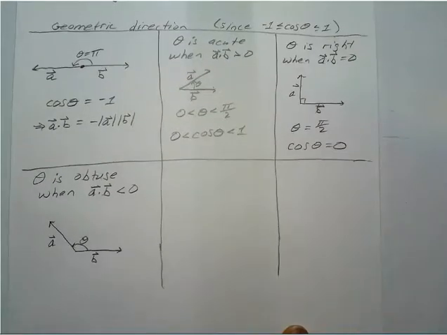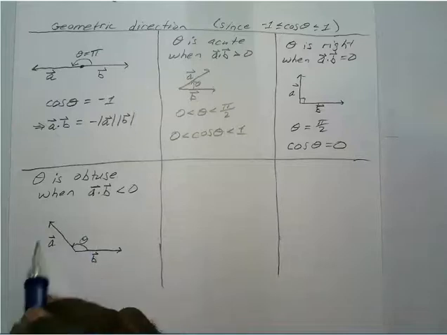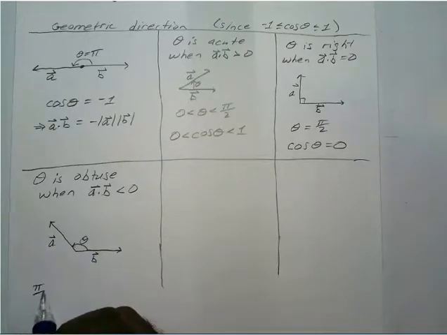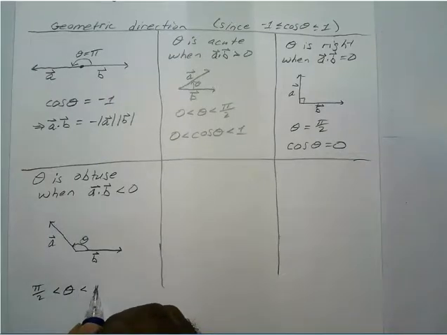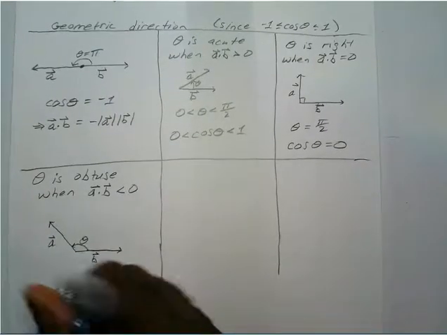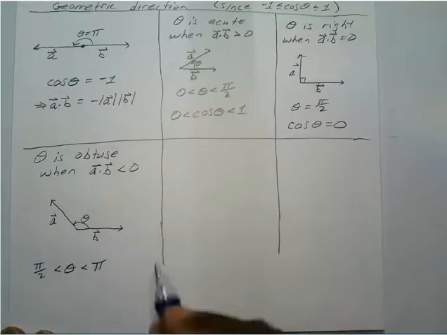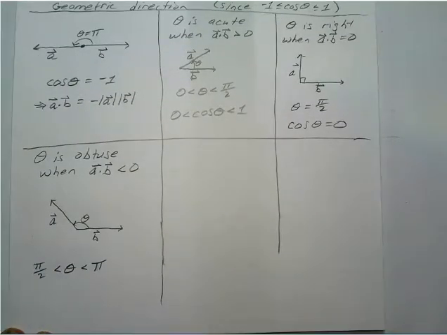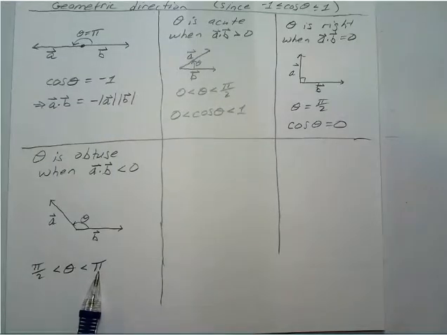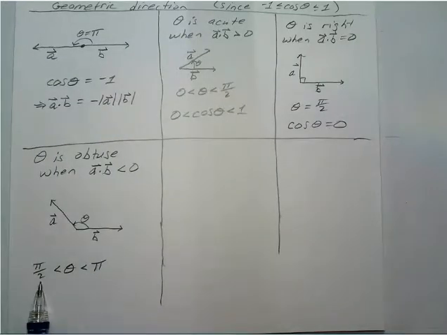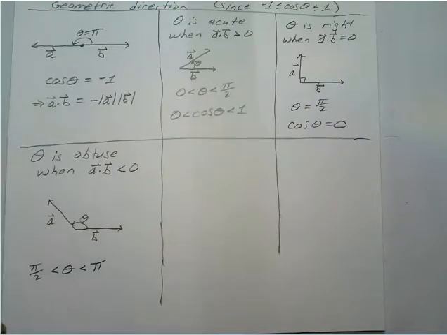Okay, so that means that theta is between pi over 2 and pi. So we have pi over 2 is less than theta is less than pi. Okay, so cosine of pi is -1, and cosine of pi over 2 is 0. So that means cosine of theta is between -1 and 0.